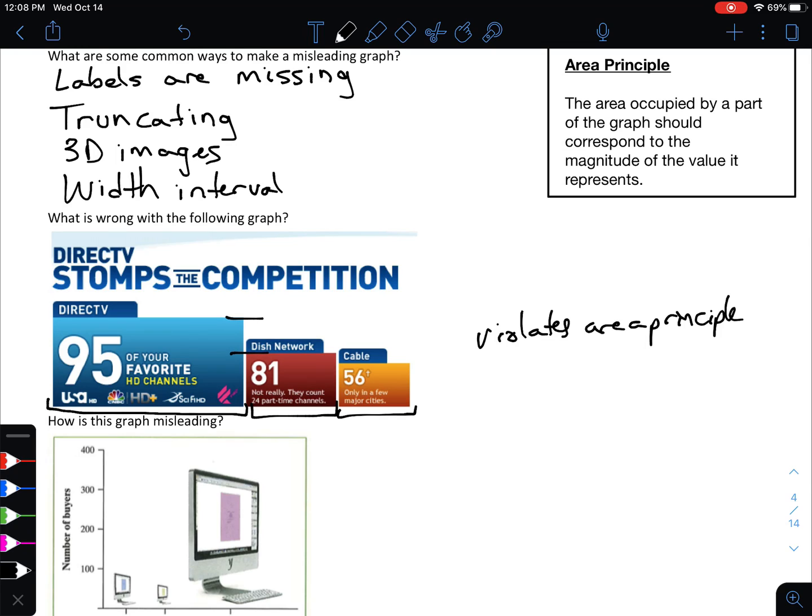In addition, take a look at the heights. If this is a height of 95, 81 looks like it's almost half of that. And that's only a difference of 14. Whereas looking at the height of Dish Network versus the height of cable, you've got a very small difference, and that's a difference of 25. So not even the heights are correct. I'm just going to say that the heights are not proportional.